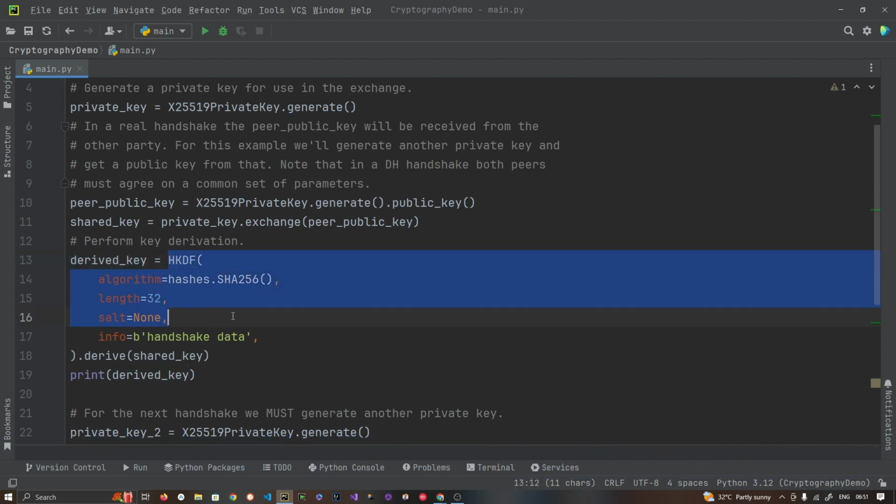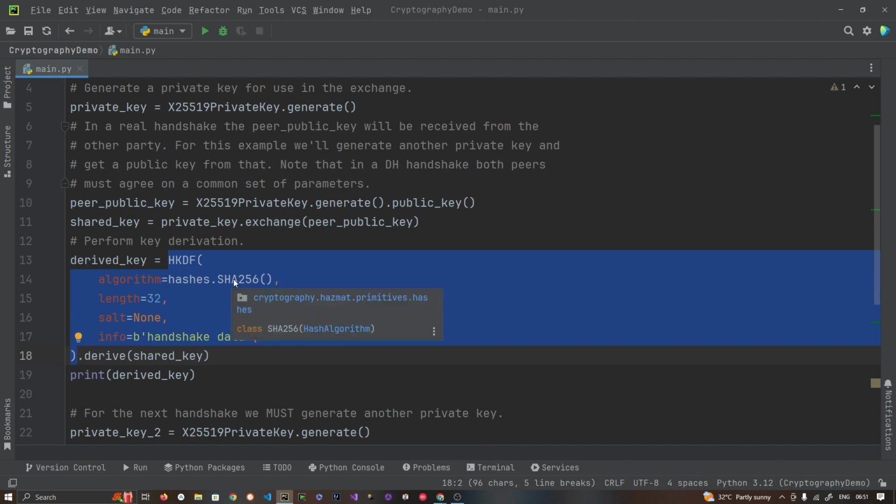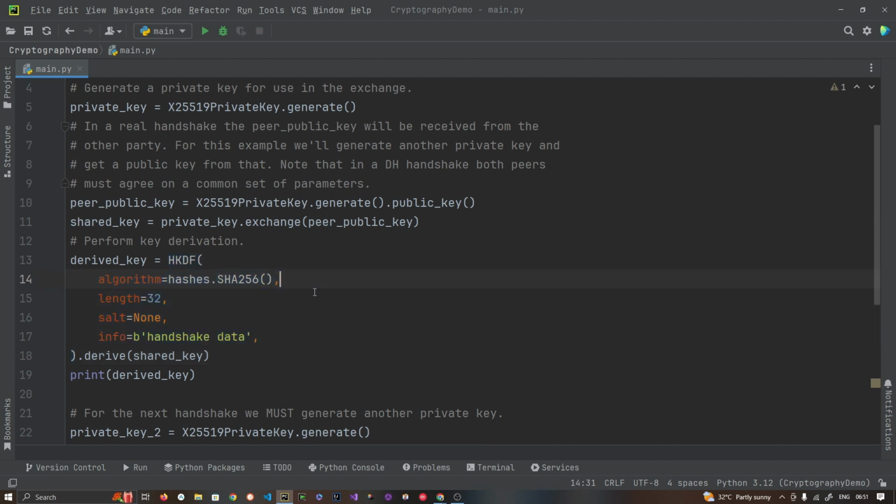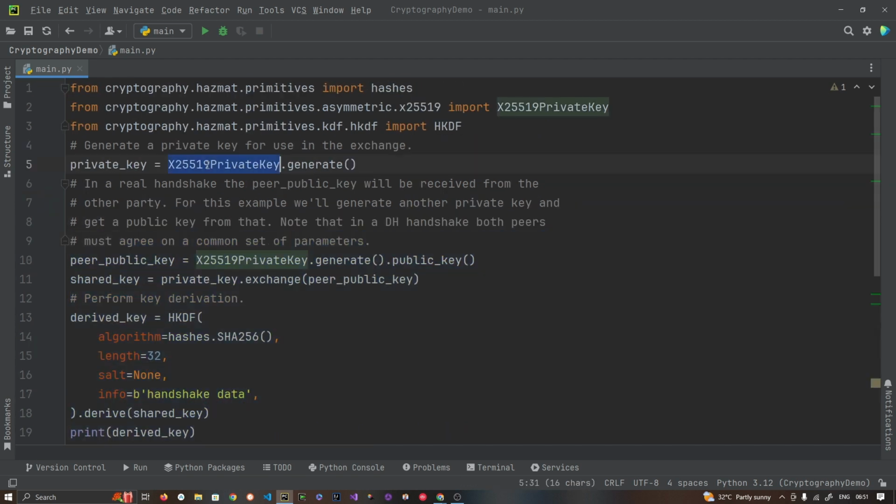So this HKDF, this key derivation function, is used to derive our key. This function makes sure it adds more randomness and performs some extra work. You can provide a salt, but if you are providing a salt, then you need to exchange that salt also with your peer, right? So this is how your elliptic curve cryptography works.